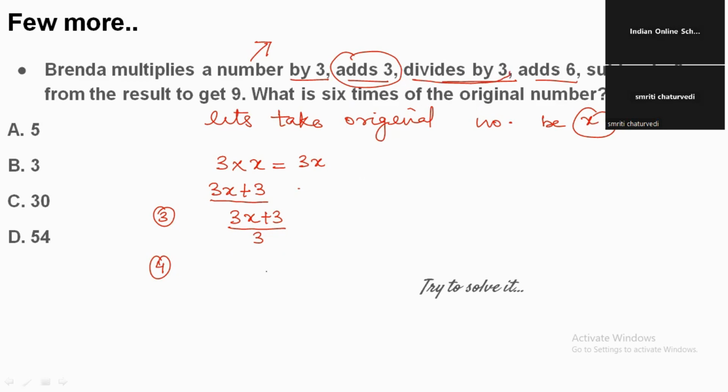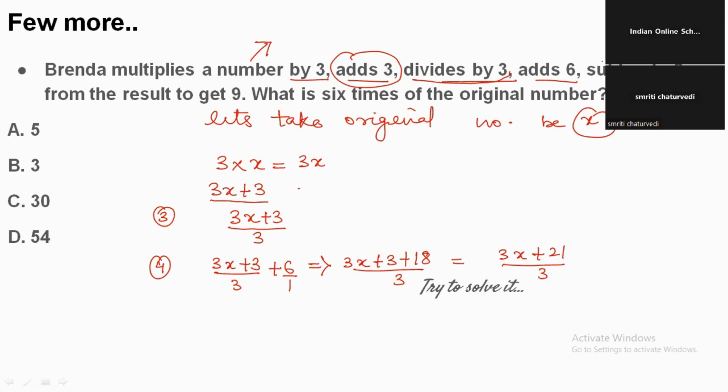Now she is adding 6 into it. So whatever we are getting, we need to add 6 into it. When we are adding a fractional number with a whole number, we need to take the LCM. So when we take the LCM, we get 3x plus 3, and this 6 becomes 18. Correct. So our answer will be 3x plus 21 by 3.